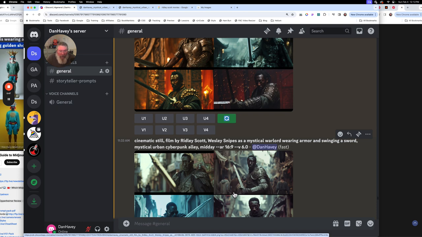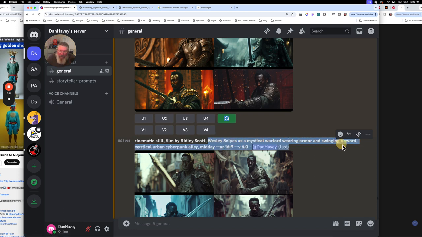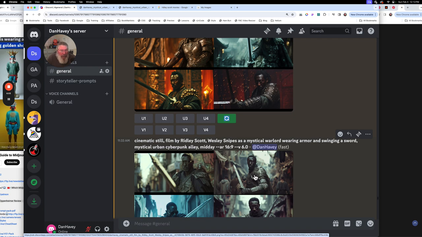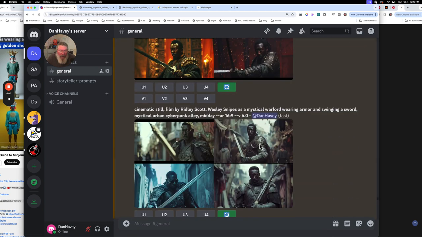And now here's the thing that you have to also look at: the Wesley Snipes part, which is the predominant part of this, is all the way down here. So we got two other prompts in front of it, cinematic still and Ridley Scott, before we get to Wesley Snipes, even though Wesley Snipes is the most important character in all of these images so far.